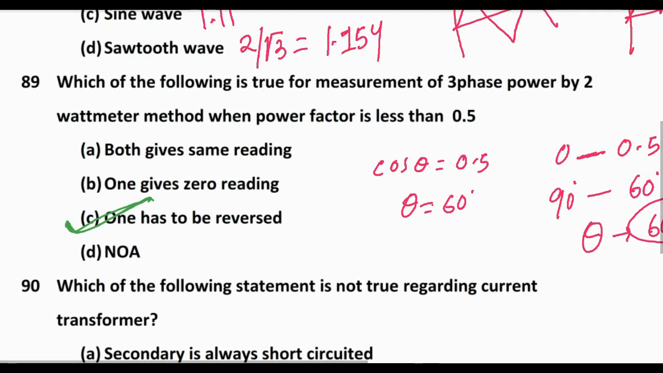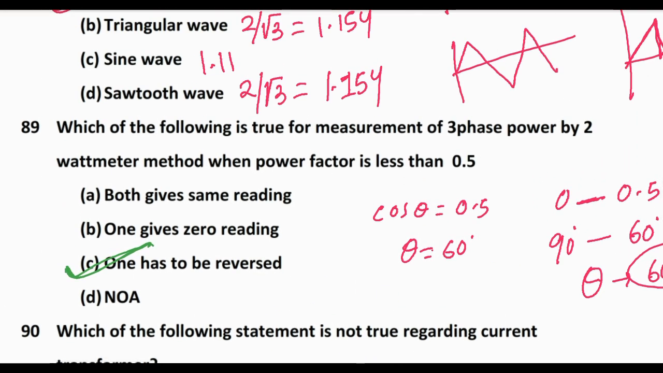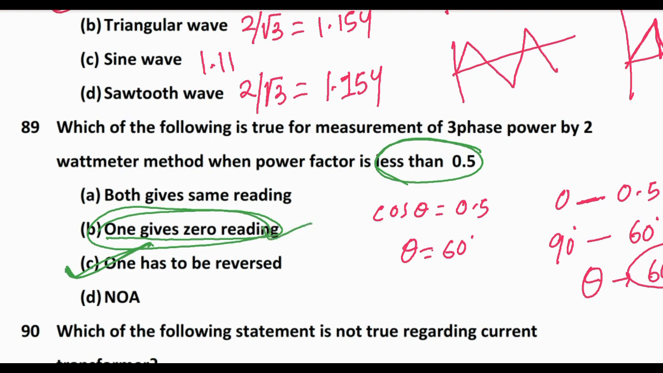And for the option which gives 0 reading, if the question had been given like that, the power factor is equal to 0.5, not less than 0.5. If equal to 0.5, then 1 meter will give 0 reading, as we have seen here.